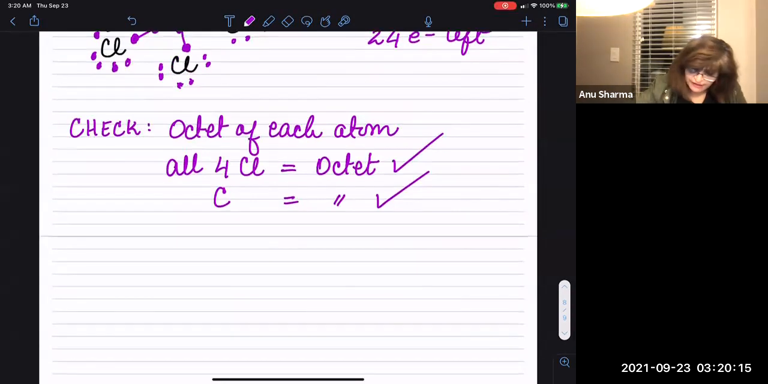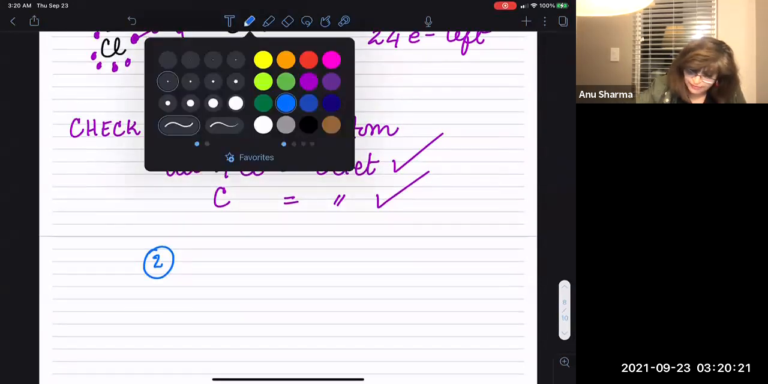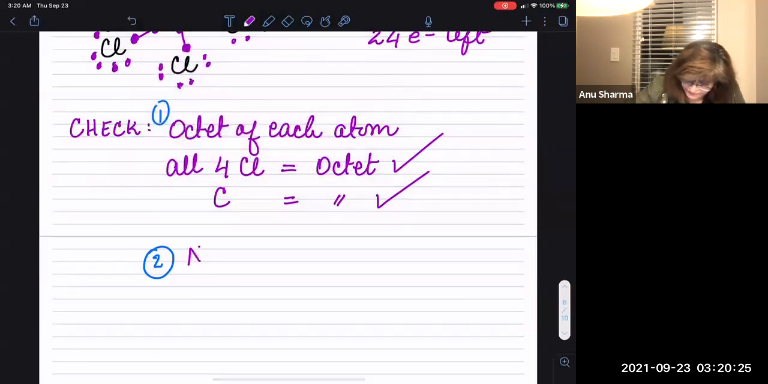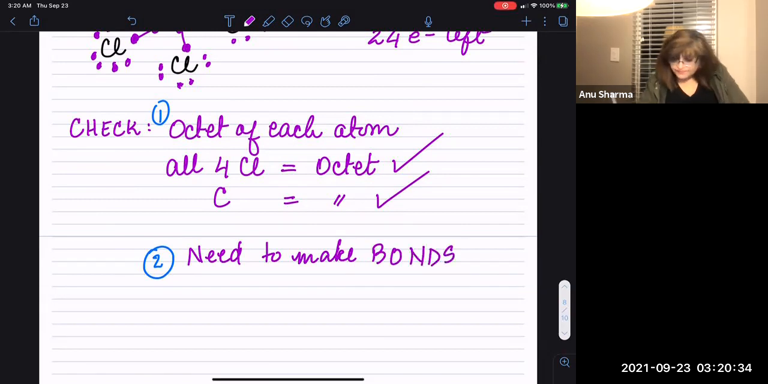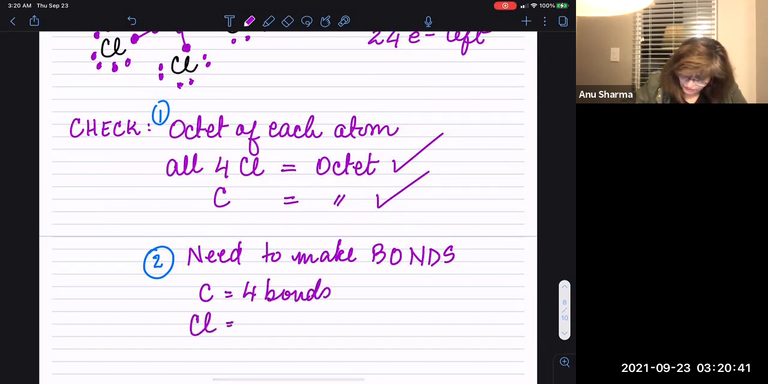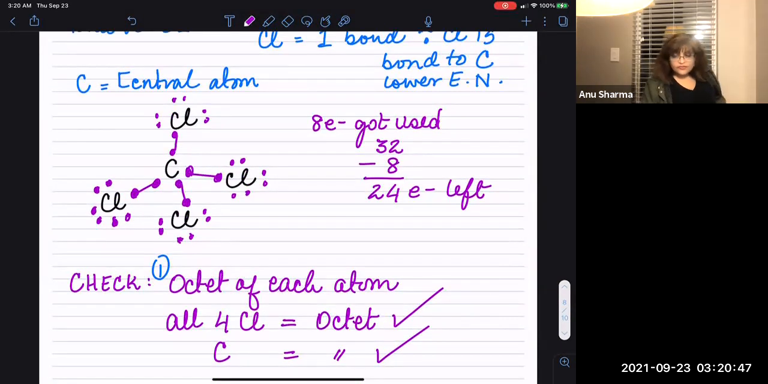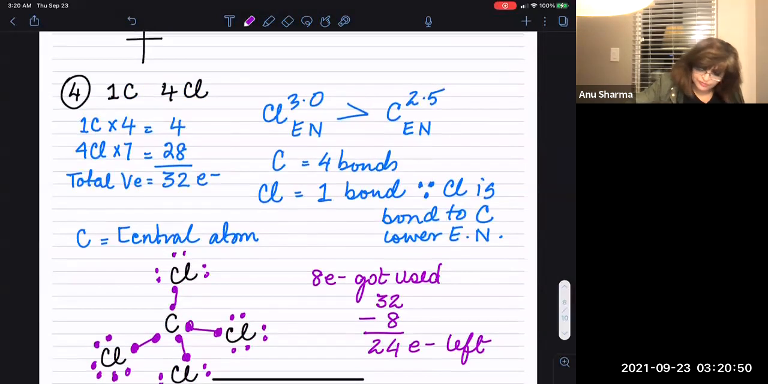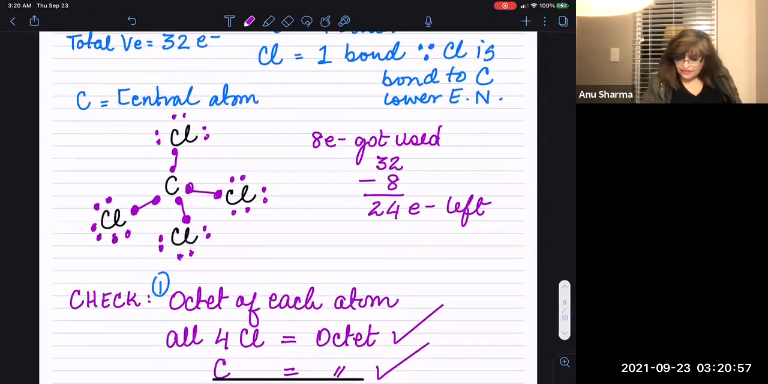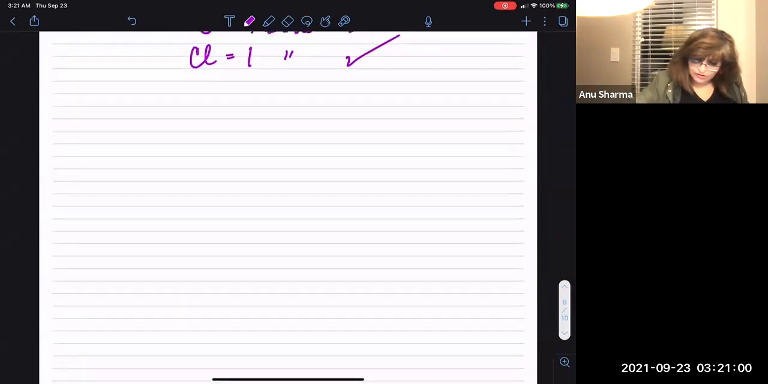Next is the need to make the bonds. Is it satisfied or not? Carbon wants to make 4 bonds. Chlorine wants to make 1 bond. So that is also being satisfied if you look at it. So this way we see that this molecule, which is carbon tetrachloride, has the octet met and the need to make the bonds also met.